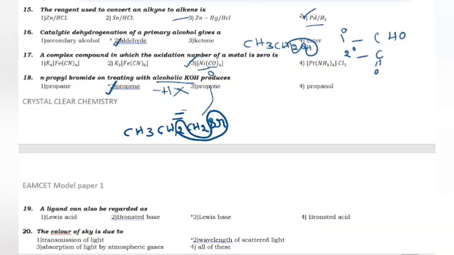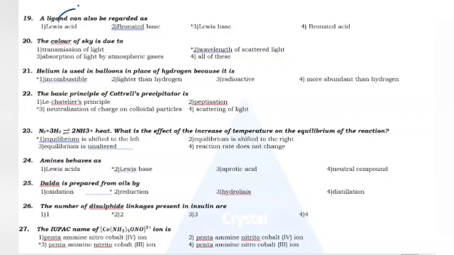Let's move to the 19th one. A ligand can also be regarded as a ligand. In a coordination compound, the ligand's role is to donate the lone pair, to donate the electron pair, we can say. The one which readily donates the lone pair of electrons is nothing but a Lewis base. Hence, we can say ligand is a Lewis base. Whereas the central metal ion is a Lewis acid, as it is accepting the electron pair, right?